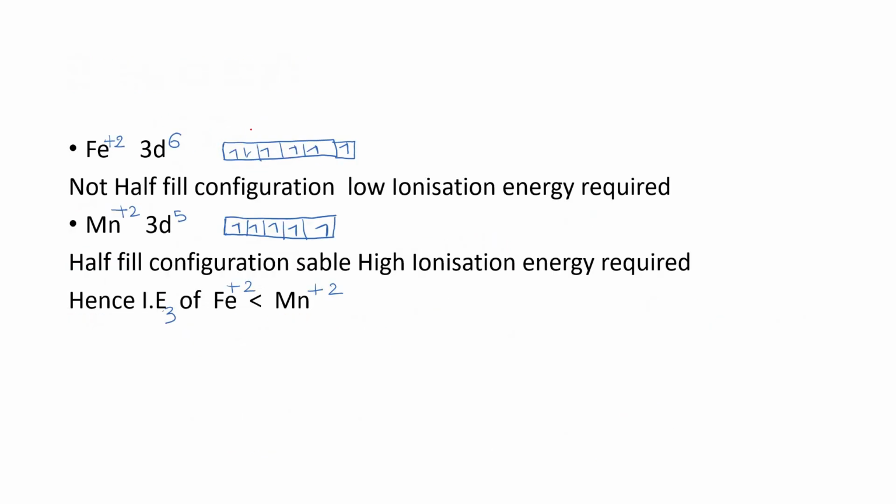Next, one more question. Fe +2: now I am taking IE3. In IE3 we are removing an electron from Fe +2 and also from Mn +2. That means Fe +2 converts into Fe +3, and similarly Mn +2 converts into Mn +3. In both we are removing one electron. This is called IE3. Now in which case is it easy?